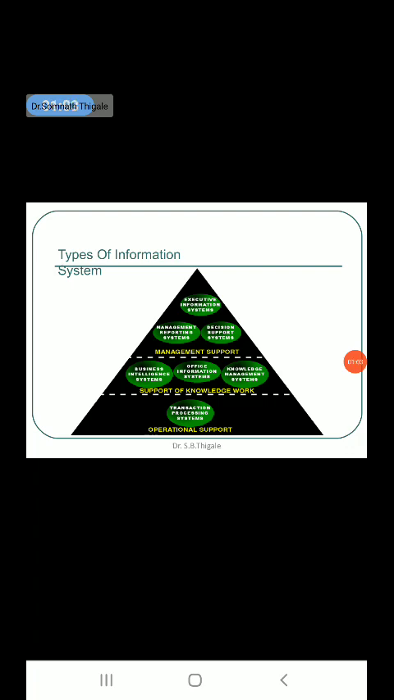We have a knowledge management system called KMS. Sometimes it is known as KWS also, knowledge work system or knowledge management system. We have the executive information system, that is EIS, sometimes called ESS also. Then the management reporting system and the decision support system, that is DSS. So these are the different types of management information systems which help us.